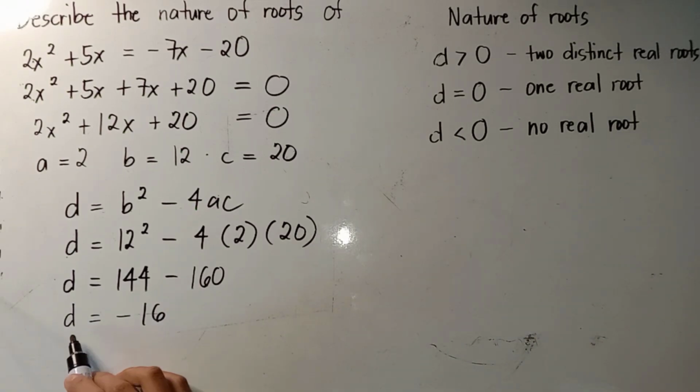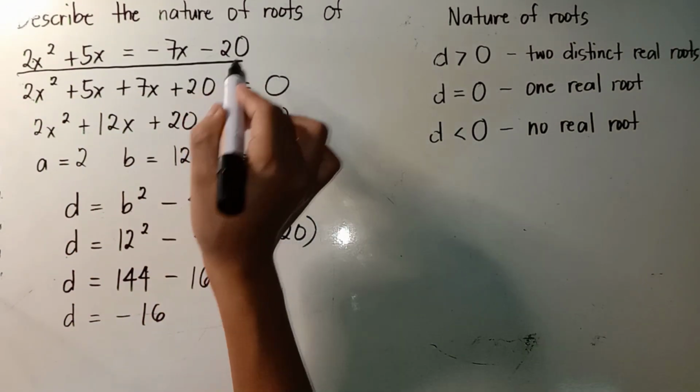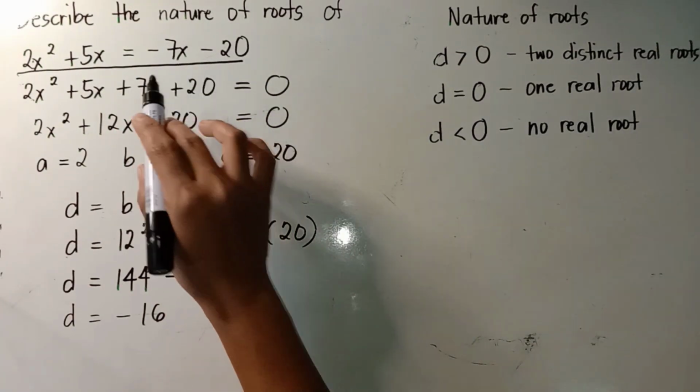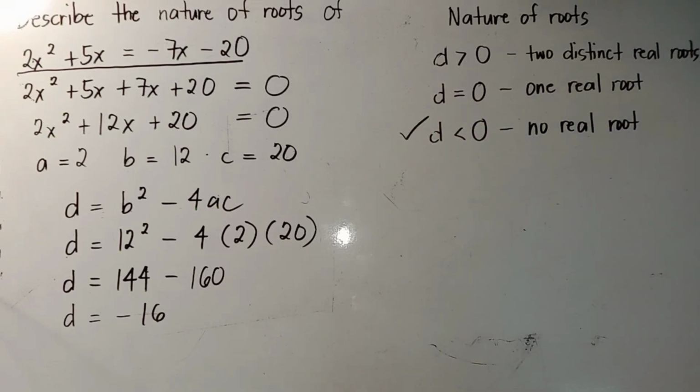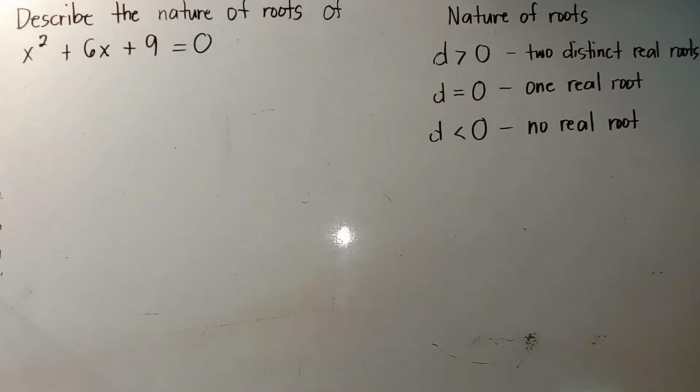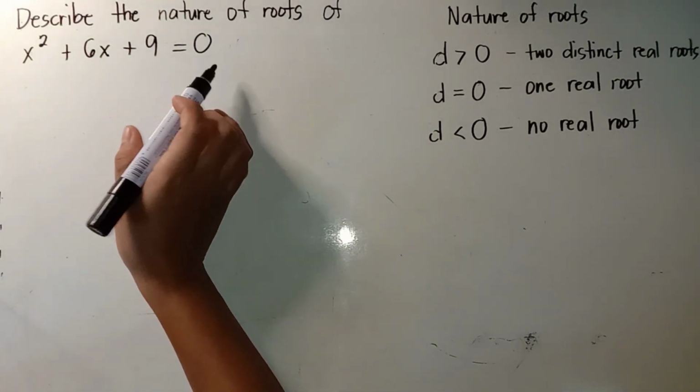And since our discriminant is a negative number, therefore this equation, 2x squared plus 5x equals negative 7x minus 20, has no real root. Next example, describe the nature of roots of x squared plus 6x plus 9 equals 0.